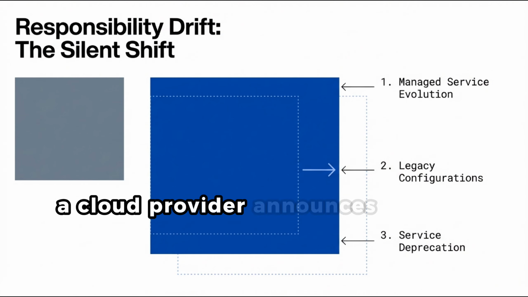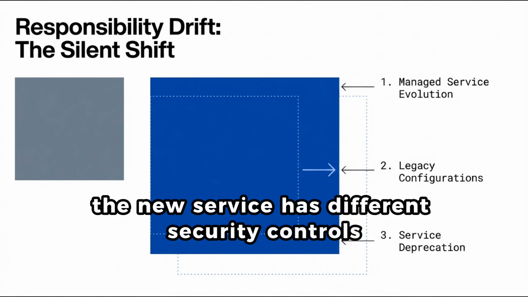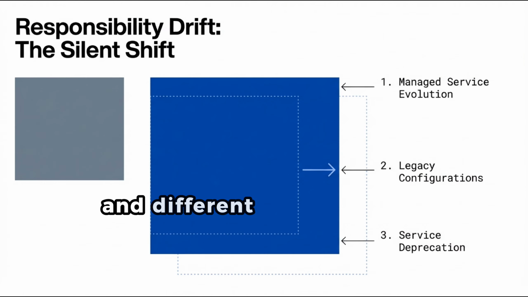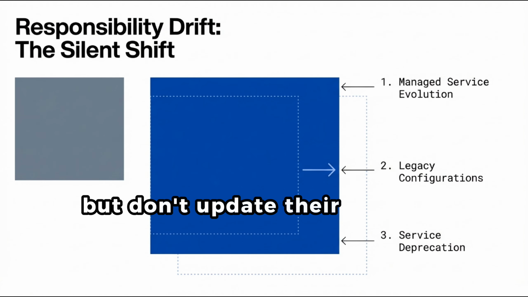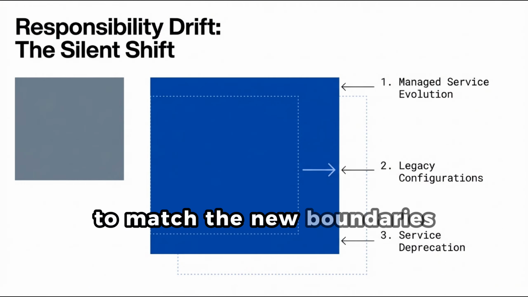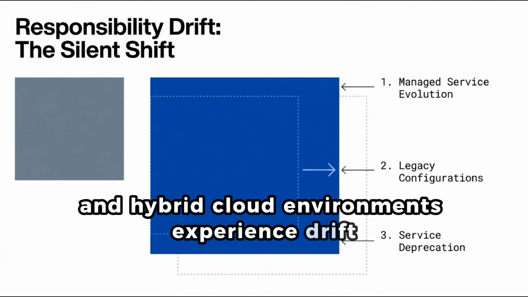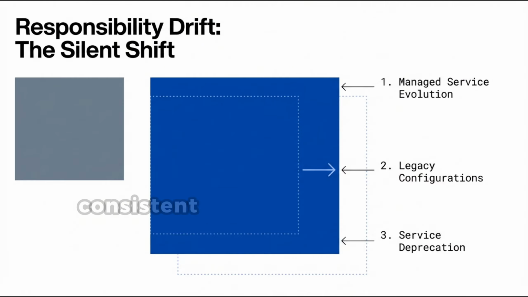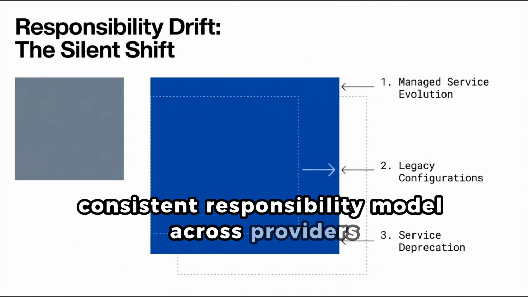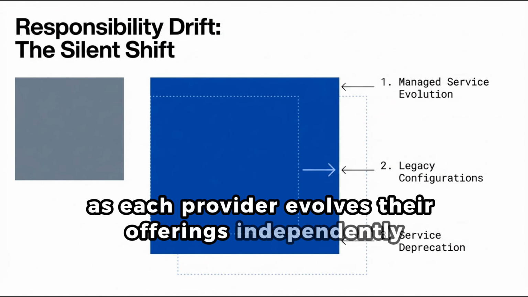Service deprecation causes drift too. A cloud provider announces they're retiring a service and migrating customers to a replacement. The new service has different security controls, different configuration options, and different responsibility boundaries. Teams migrate their workloads but don't update their security practices to match the new boundaries. Multi-cloud and hybrid cloud environments experience drift as different providers change their services at different paces. What was a consistent responsibility model across providers becomes inconsistent as each provider evolves their offerings independently.